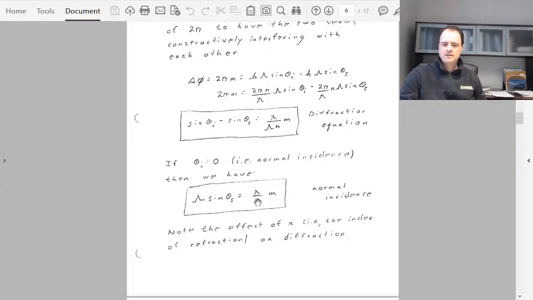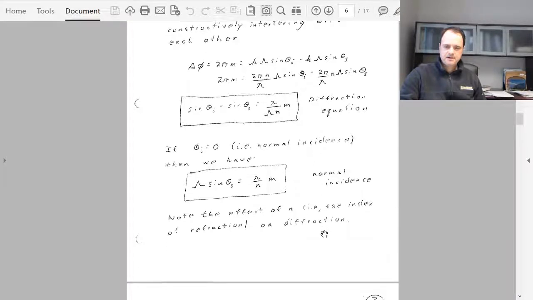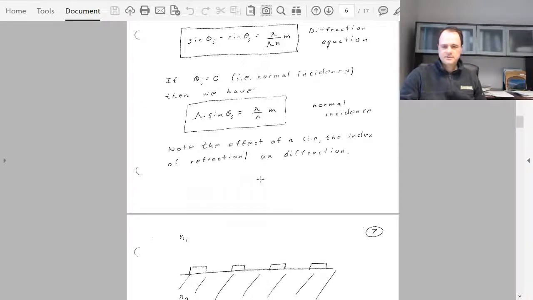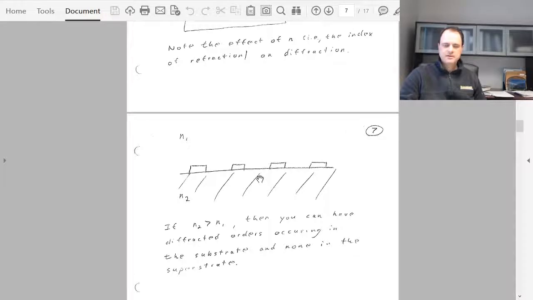All right, but you do note, by doing that, the effect of n on diffraction: the higher n is, the smaller this value is, and you can get diffraction for larger wavelengths than you otherwise could if the wave is in a higher index material. All right, there will be some homework problems with that.